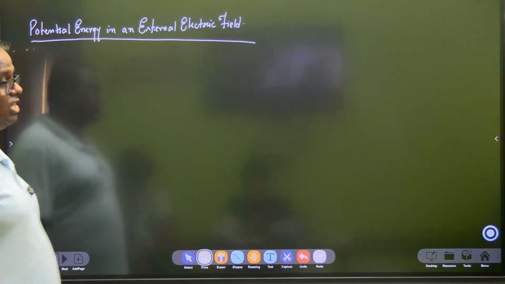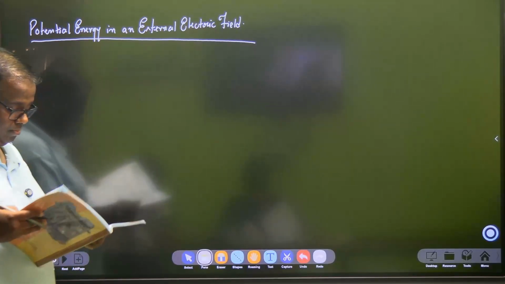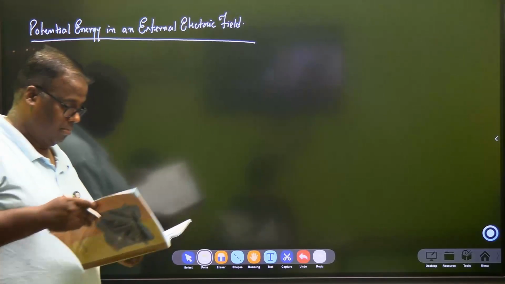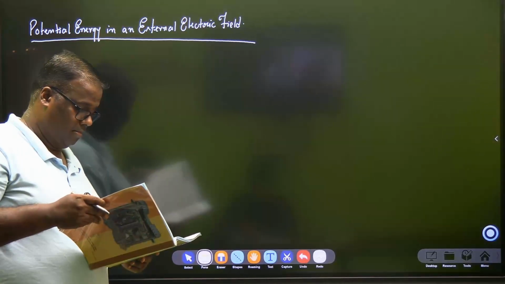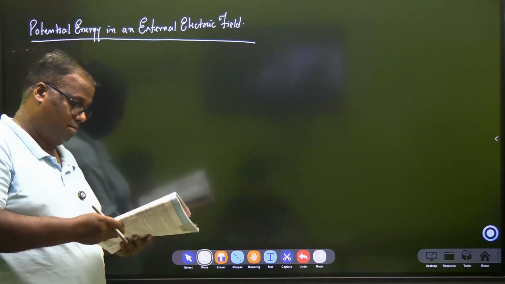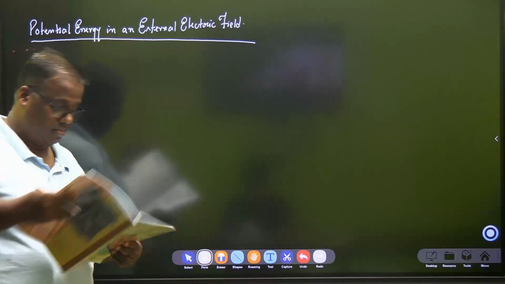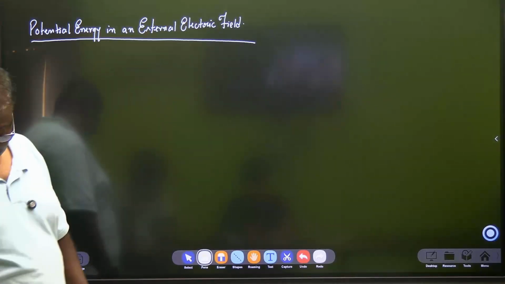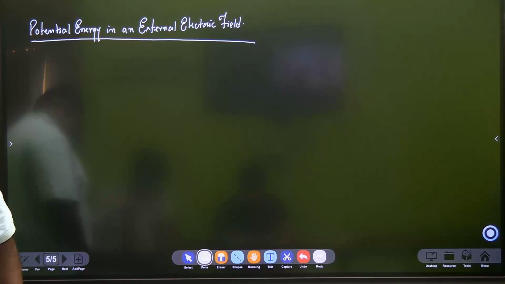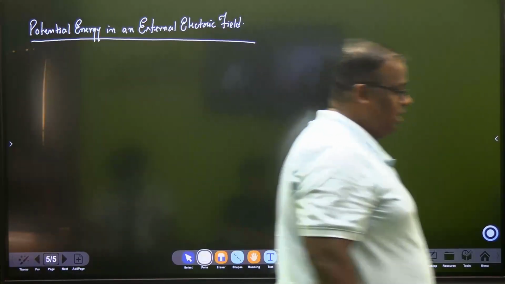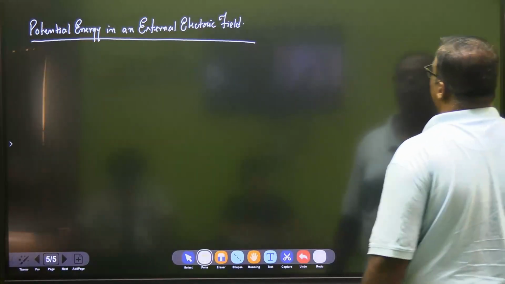Our next topic: potential energy in an external electric field. Right? So there's a difference. Now this is what we used to do so far. So far we used to do it like this.